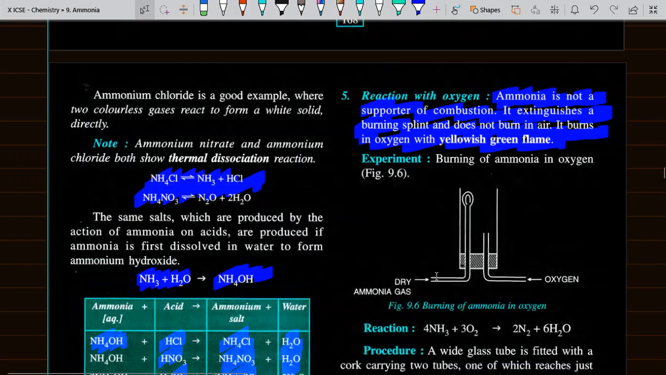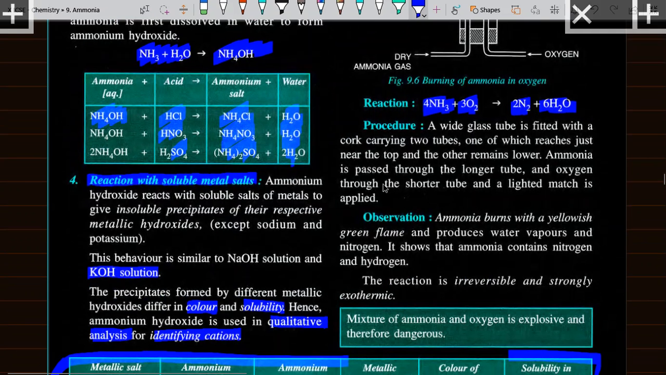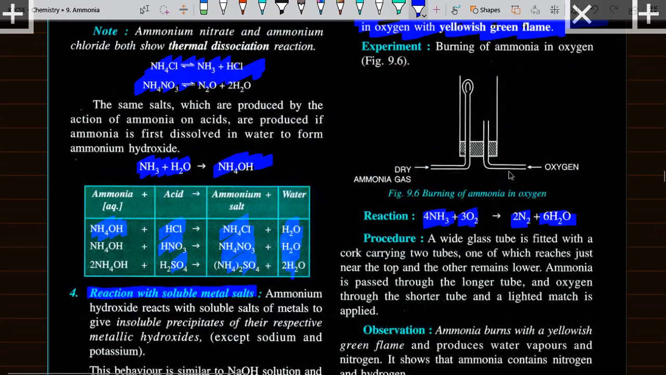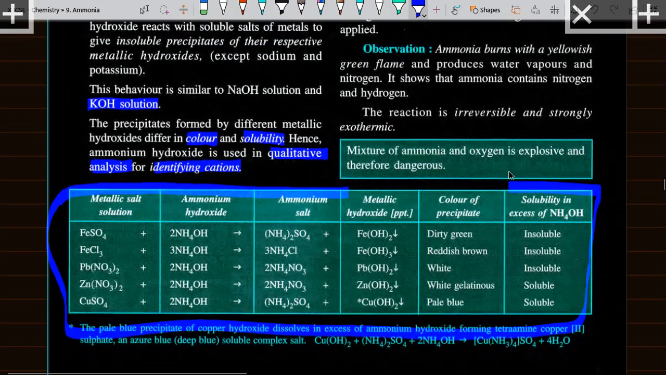Burning of ammonia in oxygen, ये एक experiment दिखाया है. Ammonia plus oxygen gives nitrogen plus water vapor. A wide glass tube is fitted with a cork carrying two tubes, one of which reaches just near the top and the other remains lower. Ammonia is passed through the longer tube and oxygen through the shorter tube, and a lighted match is applied. Observation: ammonia burns with yellowish green flame and produces water vapors and nitrogen. It shows that ammonia contains nitrogen and hydrogen.